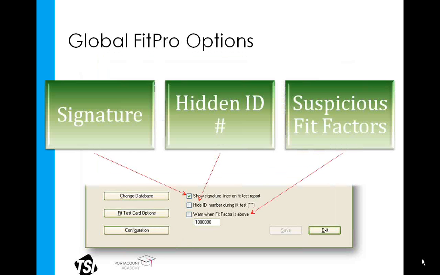In the center, we have some miscellaneous options. We can choose whether or not we want a signature line to print out on the bottom of our reports. And for those people who want to use a delicate ID number, you may want to keep it hidden from other people that are being fit tested in the same room. So you can select to have those numbers appear as asterisks. And you can also select if we want to enable a warning in reference to suspicious fit factors. This is typically enabled by default, and the value is 100,000.